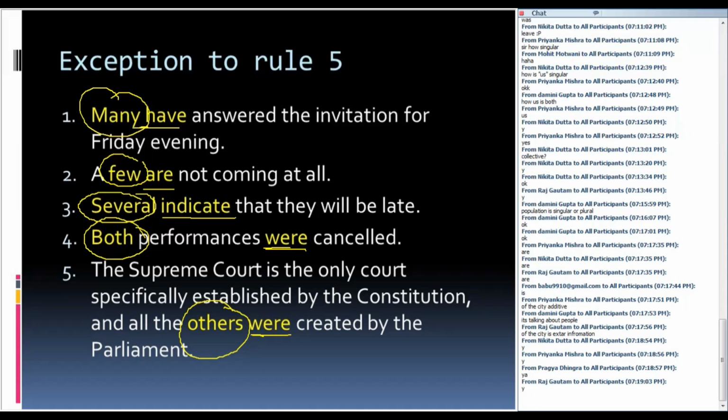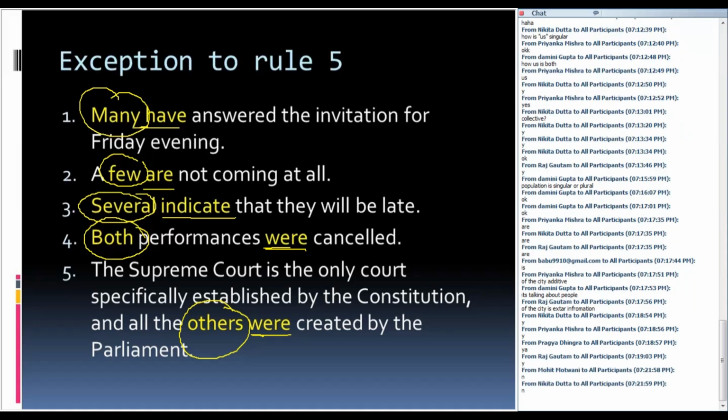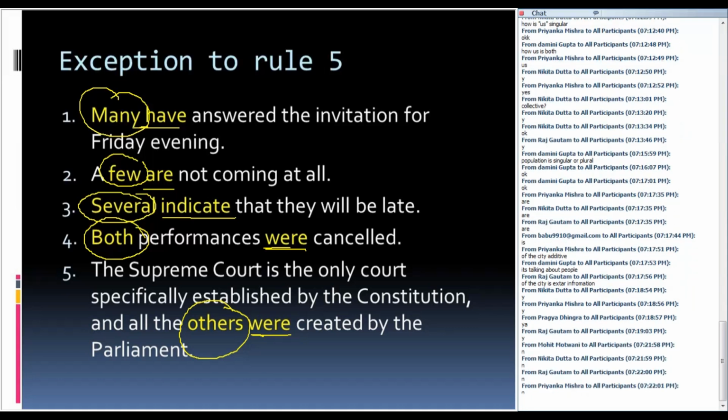Anybody has any issue till now? Anybody? This is actually a lot of information, so you will have to go through this PPT 2-3 times. It's practically impossible to remember all the rules in just one sitting.